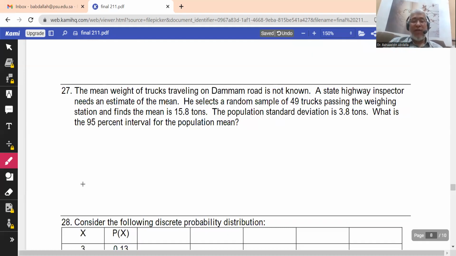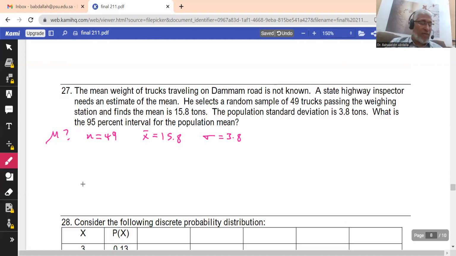The mean weight of trucks traveling on the MAM road is not known. So mu is not known. A state highway inspector needs an estimate of the mean. We need to estimate the mean. He selects a random sample of 49 trucks passing the weighing station and finds the mean is, so this is the mean of the sample. The population standard deviation is known. What is the 95% interval for the population mean?